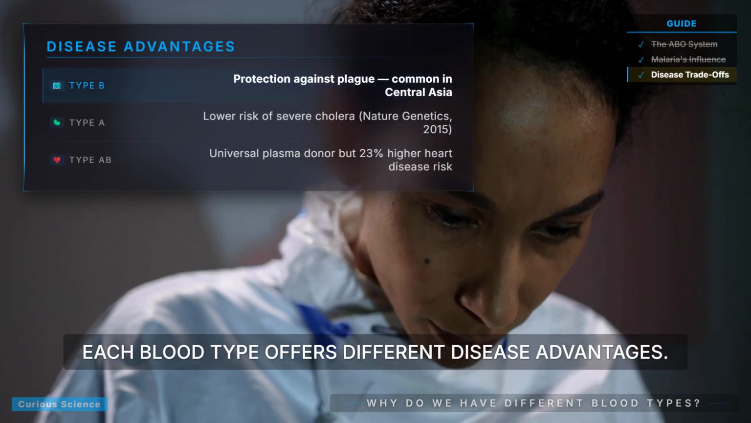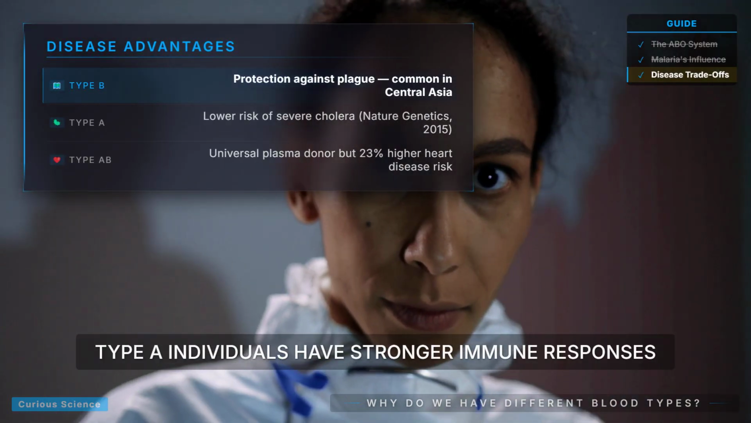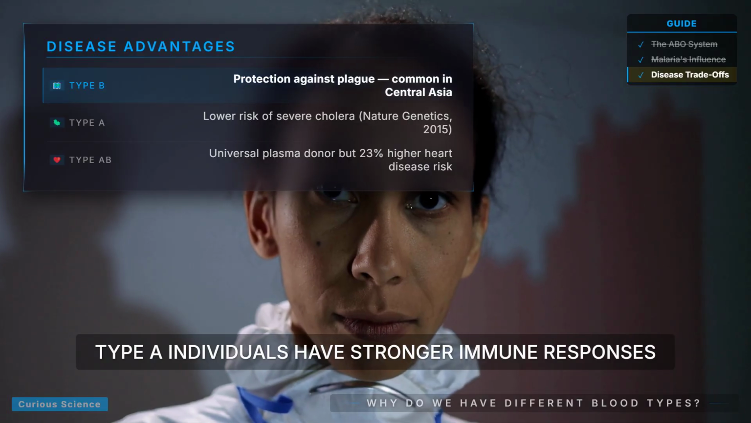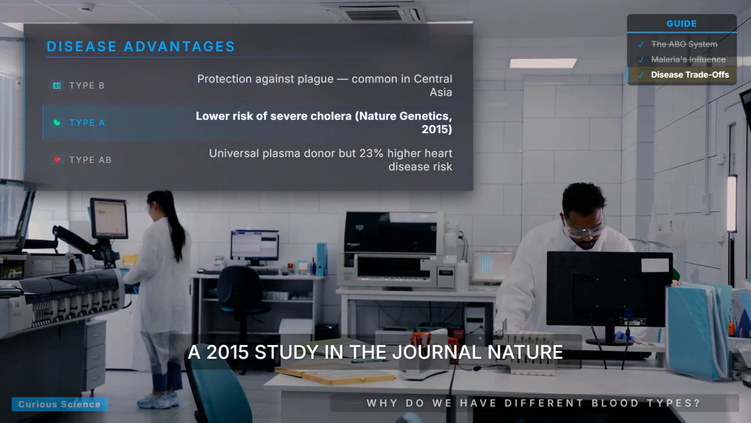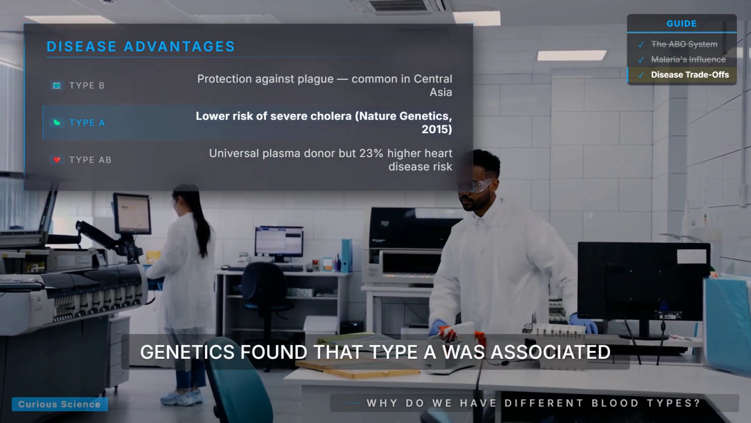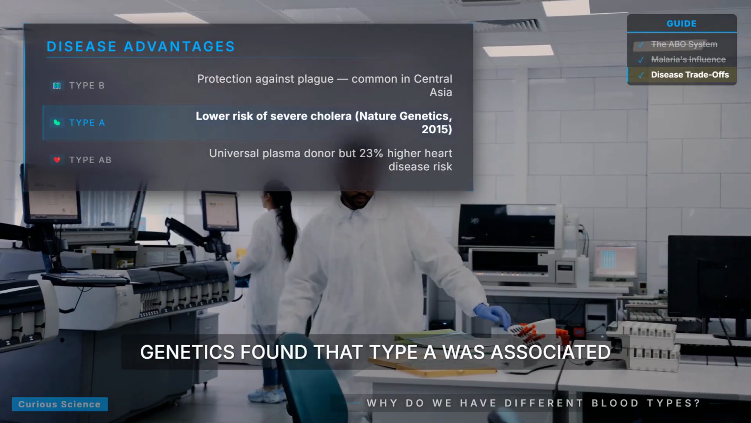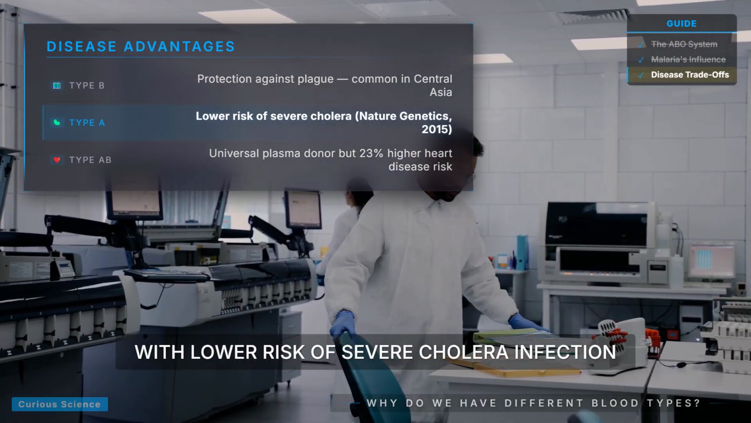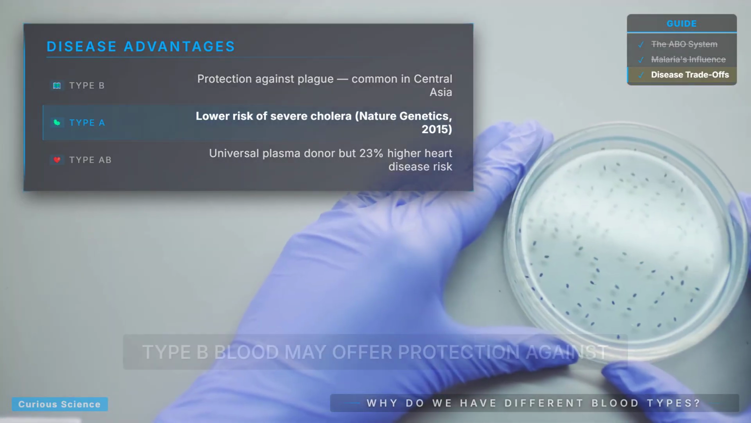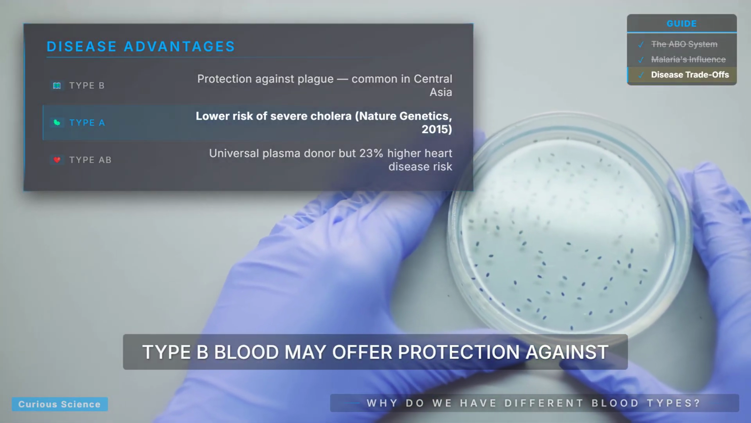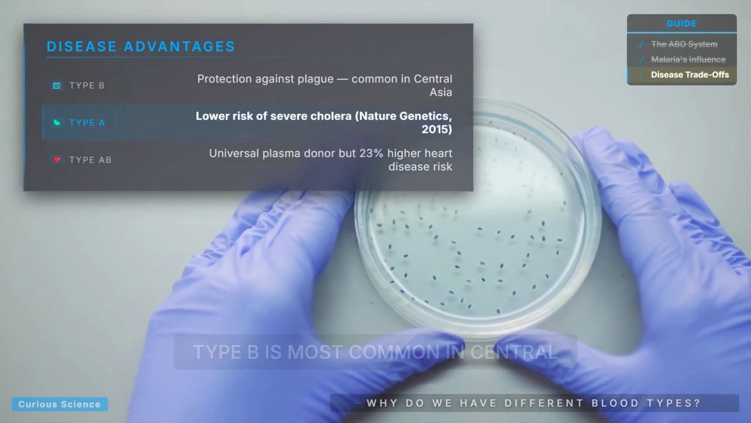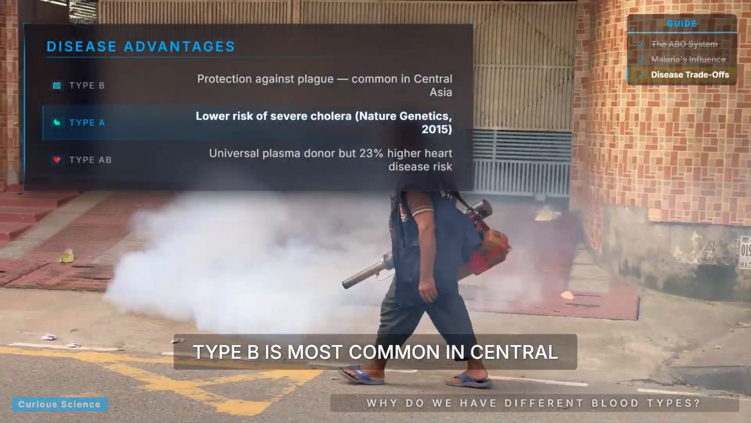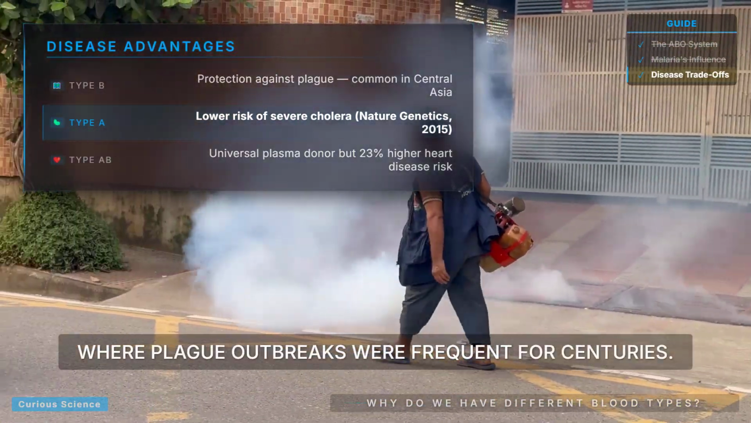Each blood type offers different disease advantages. Type A individuals have stronger immune responses to certain bacterial infections, including cholera. A 2015 study in the journal Nature Genetics found that type A was associated with lower risk of severe cholera infection in Bangladesh. Type B blood may offer protection against certain strains of E. coli and plague. Historically, type B is most common in Central Asia, where plague outbreaks were frequent for centuries.